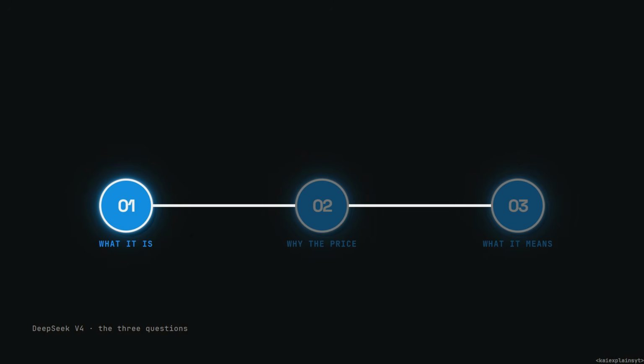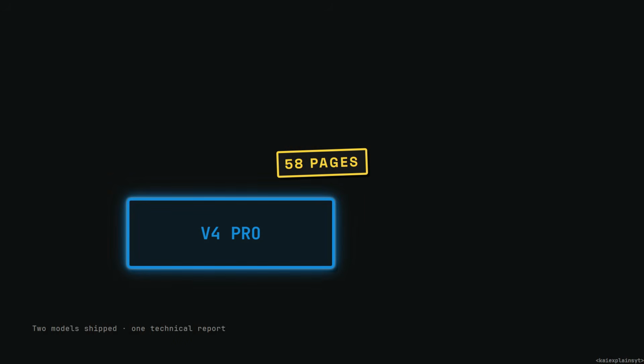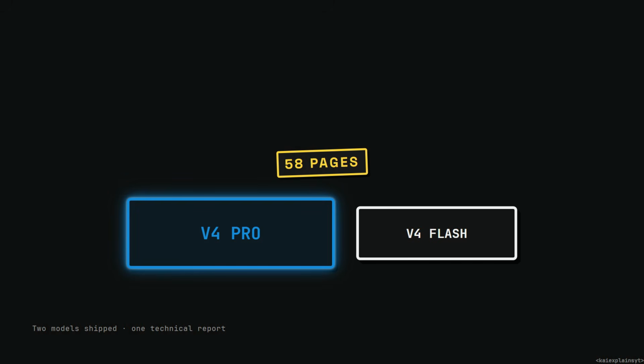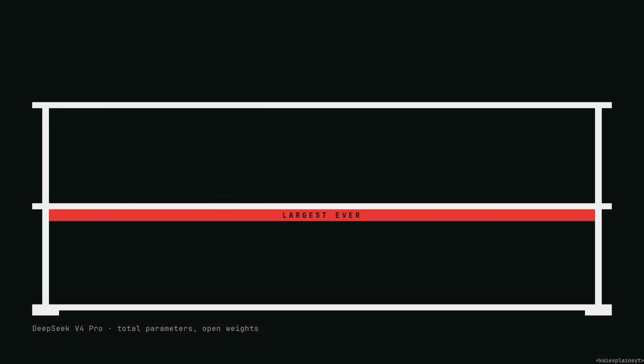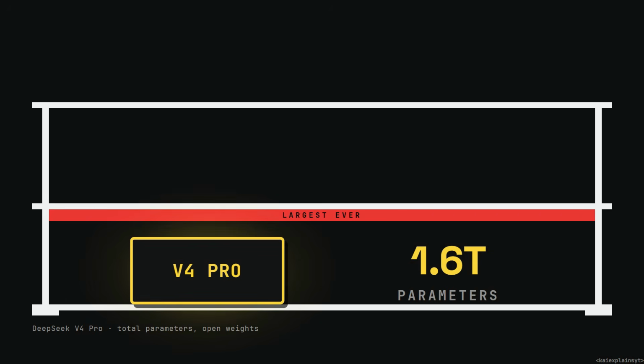a 58-page technical report they published for free. We'll come back to the report, because it matters more than it sounds like it should. 2 models shipped, V4 Pro and V4 Flash. V4 Pro has 1.6 trillion total parameters, which makes it the largest open source model ever released.